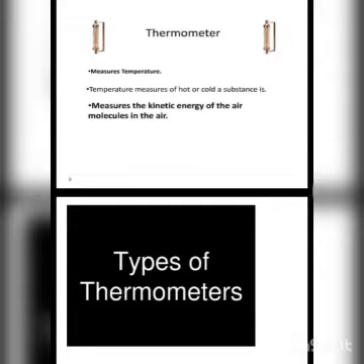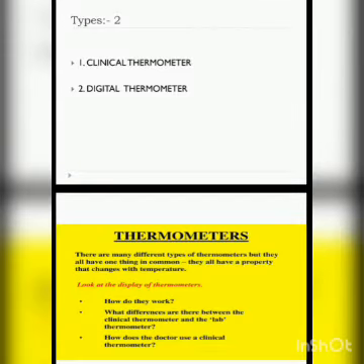Third use of the thermometer: it measures the kinetic energy that is due to the movement of the molecules. It usually measures the kinetic energy of air molecules in the air. So this is about the term thermometer and its use. Now there are two types of thermometers. One is the clinical thermometer, used in the clinics as the name indicates. Second is the digital thermometer that we use in our daily life.